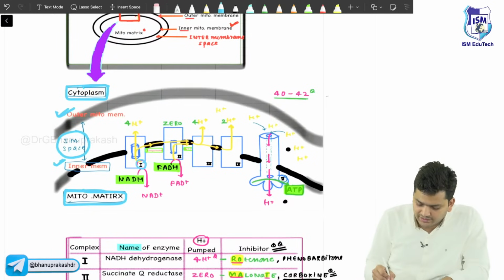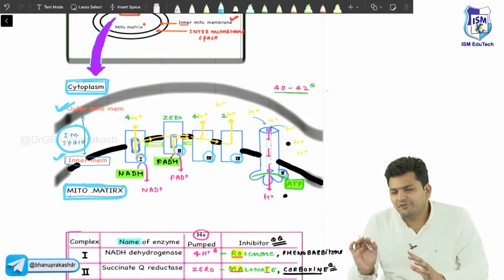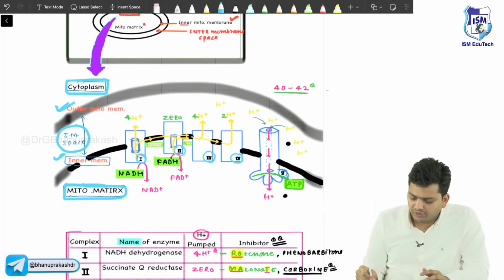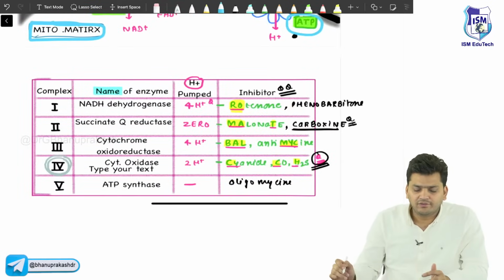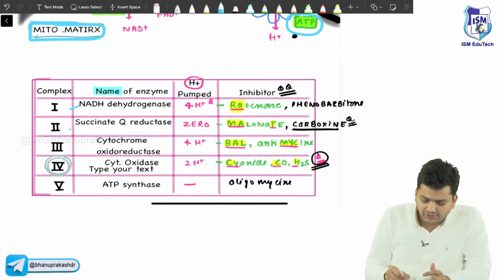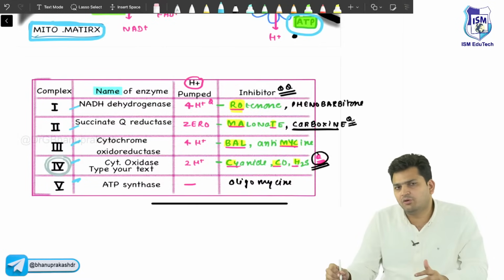There are 5 complex enzymes on the inner mitochondrial membrane. NADH and FADH will attach to them, and ultimately we are going to generate the ATP. The names of these complex enzymes are important: NADH dehydrogenase, succinate Q reductase, cytochrome reductase, cytochrome oxidase, and ATP synthase. These are the names of these 5 complex enzymes.